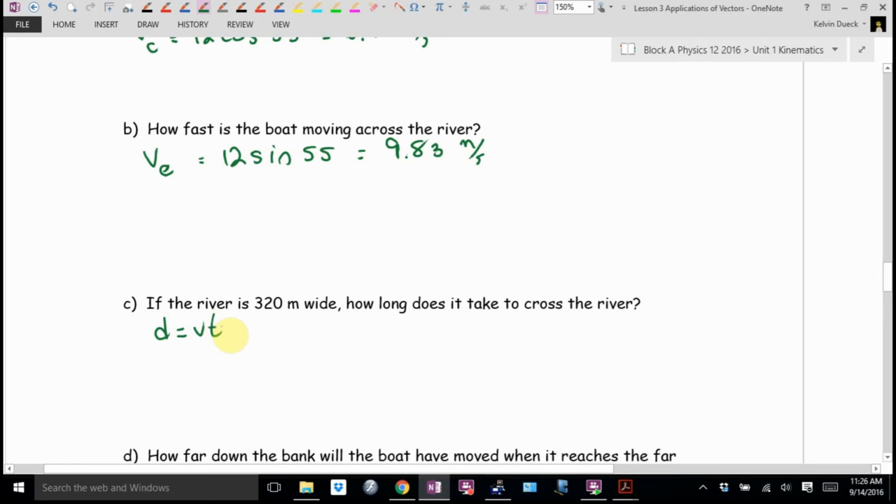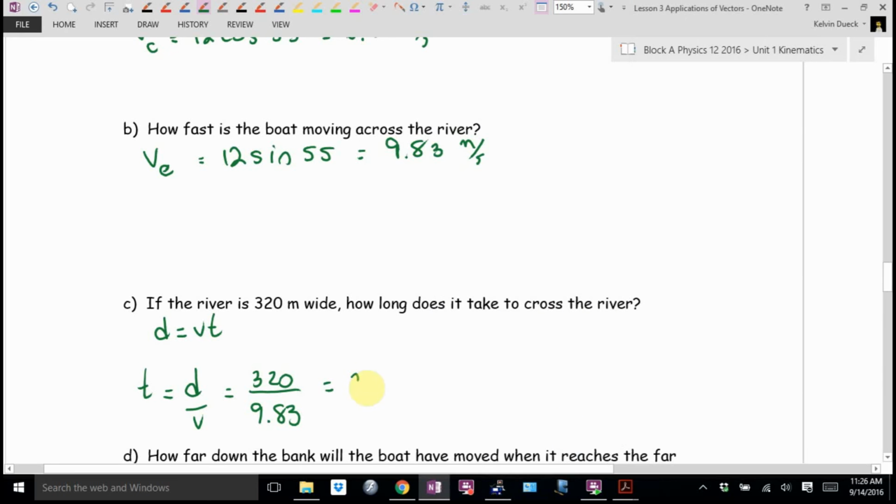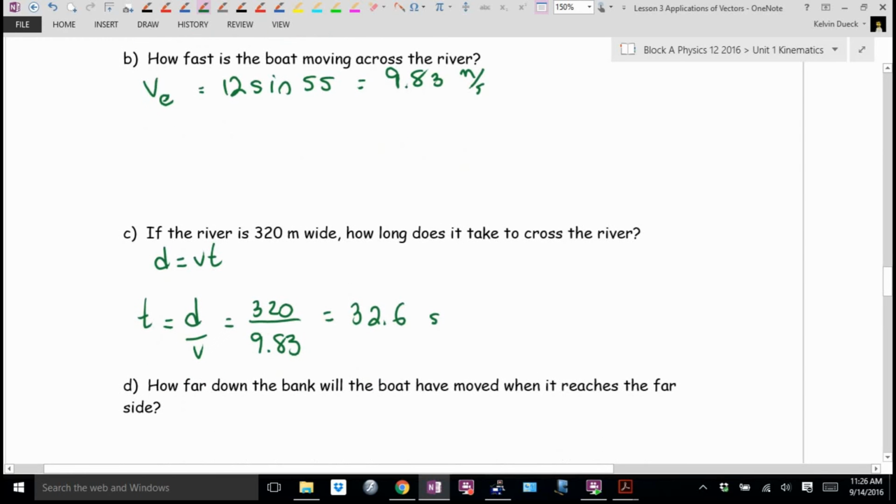Distance equals VT, equals D over V. 320 divided by 12? No, don't use the slanty. What is in the same direction as the 320? The 9.83. 320 divided by answer button. And I get 32.553, 32.6 seconds. Is that okay, Kayla? Pretty repetitive now.